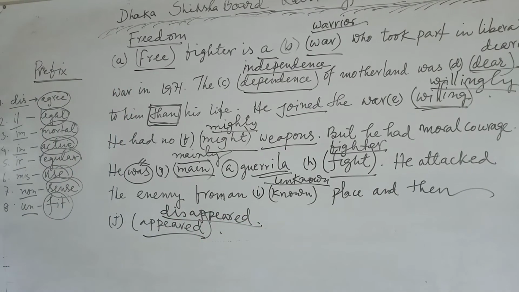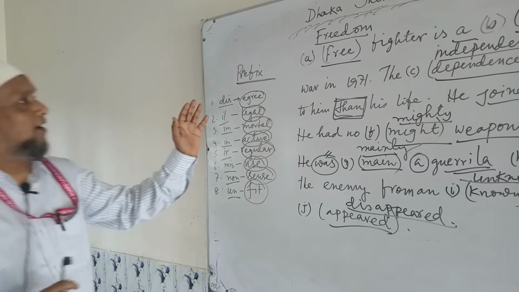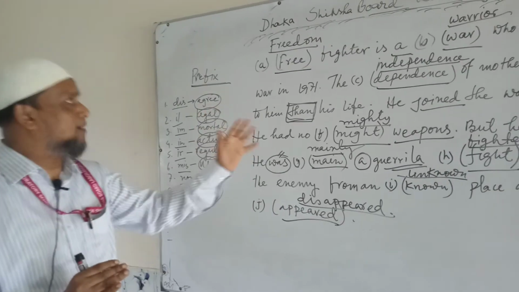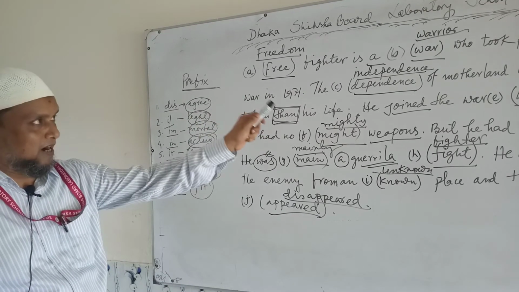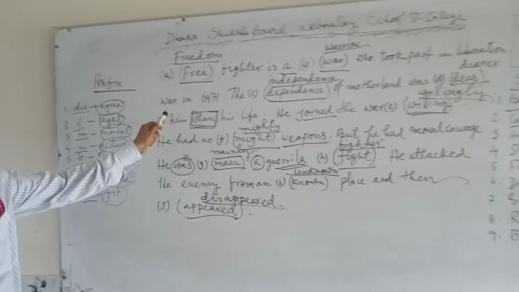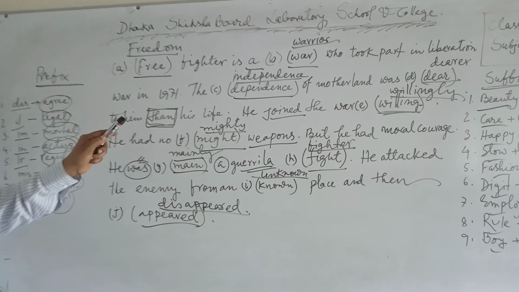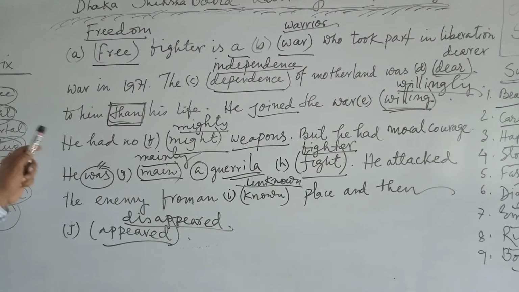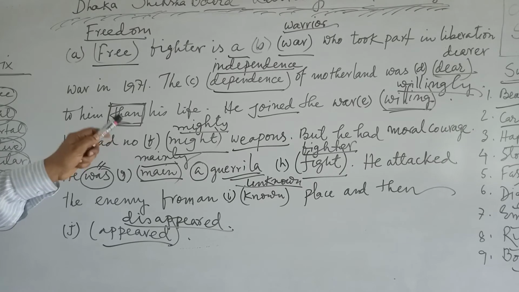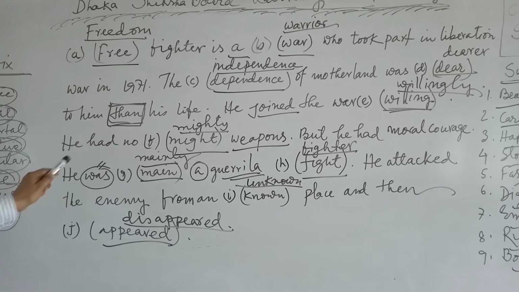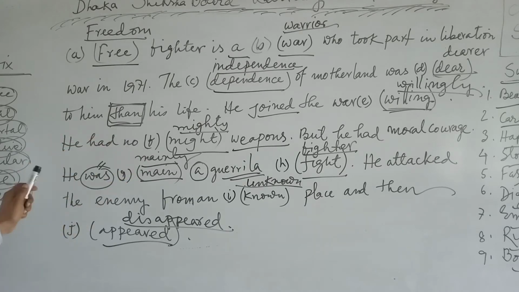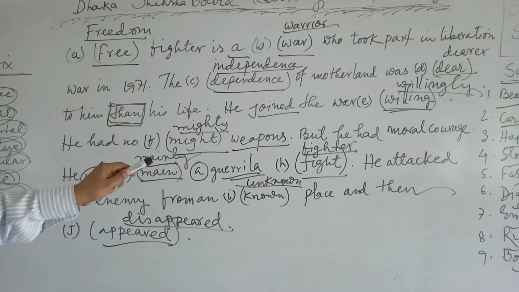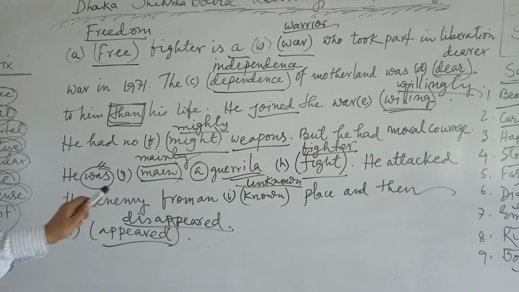So now the total passage becomes like: Freedom fighter is a warrior who took part in liberation war in 1971. The independence of motherland was dearer to him than his life. He joined the war willingly. He had no mighty weapons, but he had moral courage. He was mainly a guerrilla fighter. He attacked the enemy from an unknown place and then disappeared.